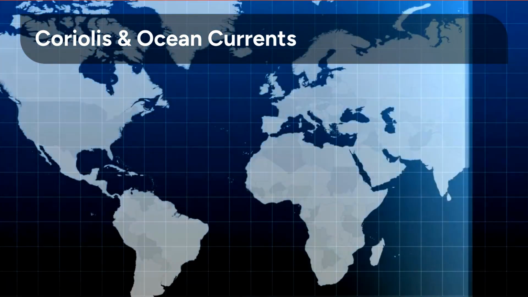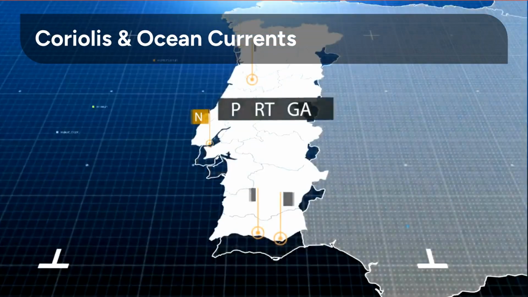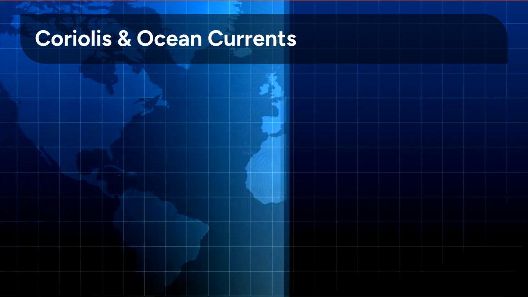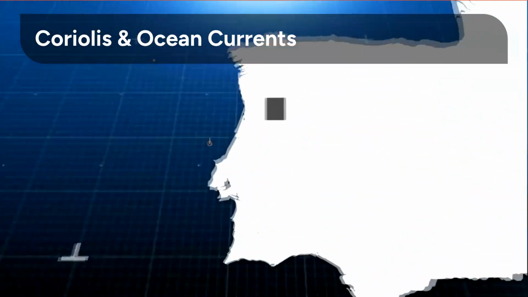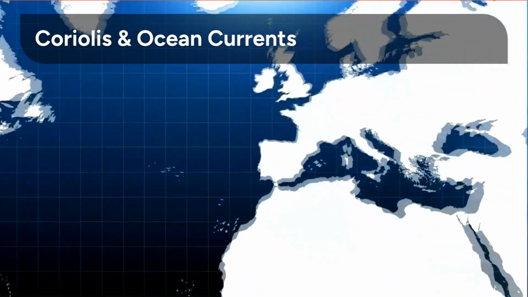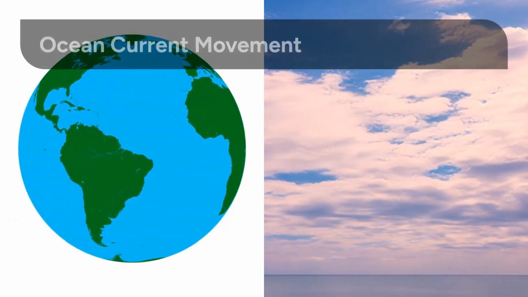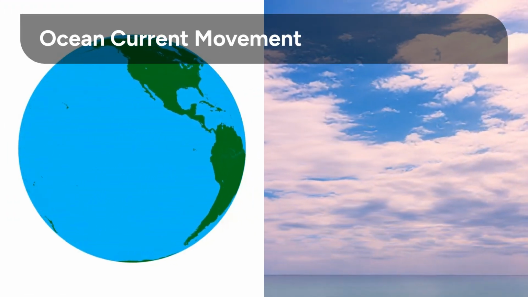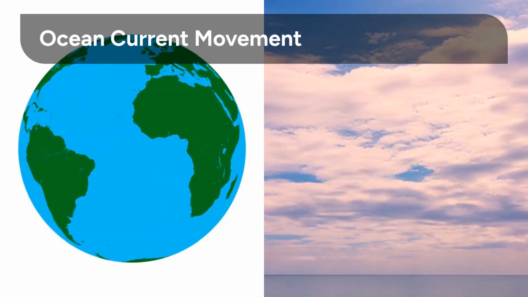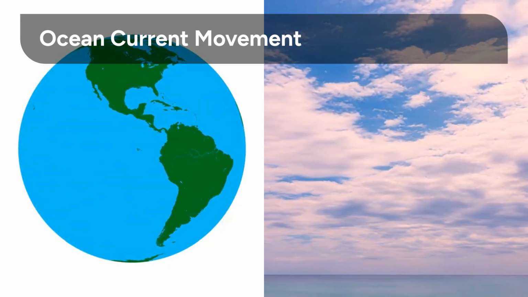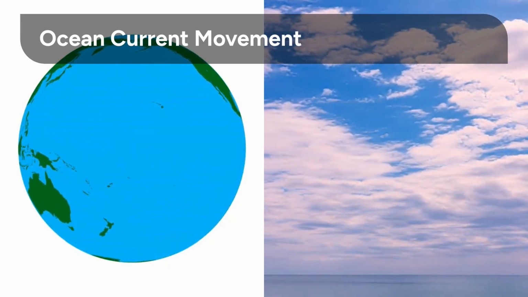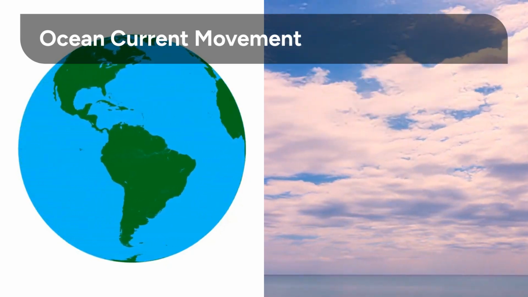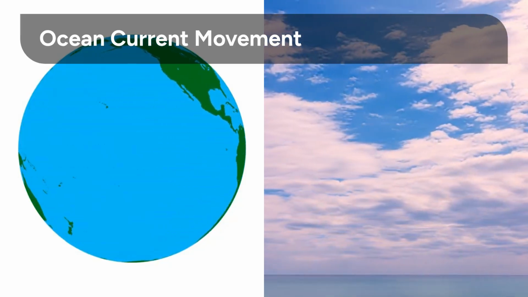Beyond the atmosphere, the Coriolis effect also profoundly impacts our oceans, influencing the massive movements of ocean currents. Just like with winds, the Coriolis effect guides the flow of water across vast distances. Warm water from the equator and cold water from the poles are constantly on the move. The Coriolis effect deflects these currents, causing them to curve rather than flow directly. This deflection creates giant, swirling current systems.